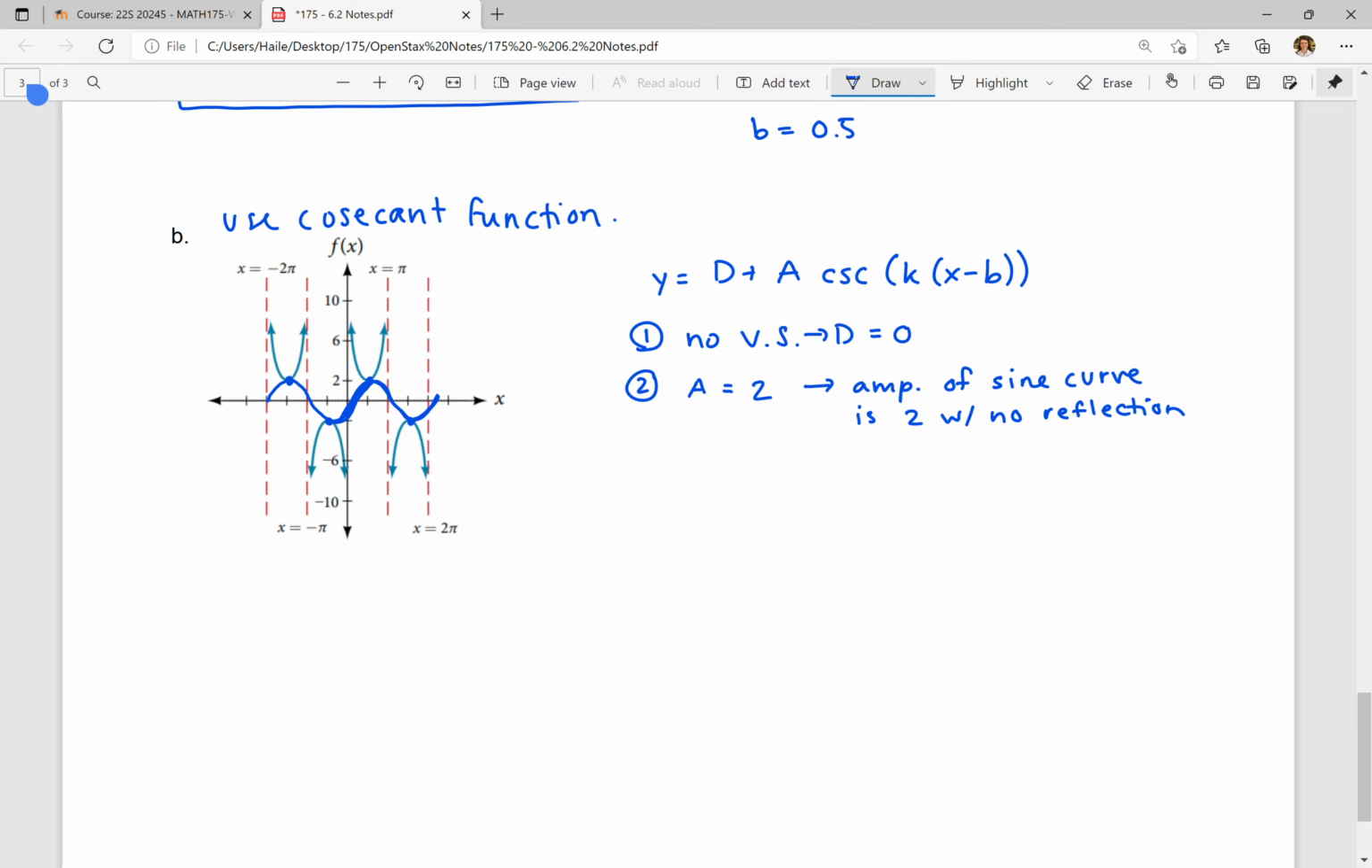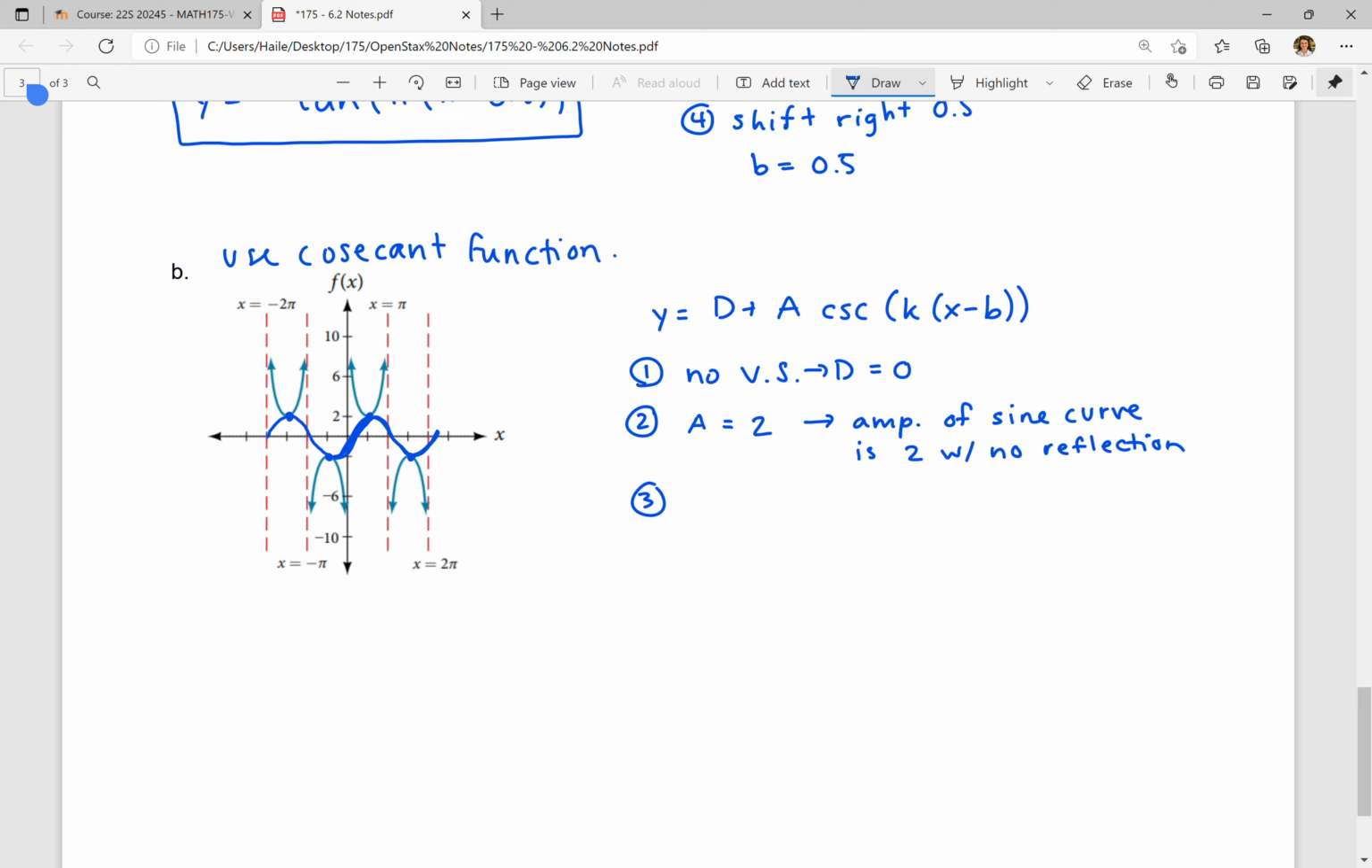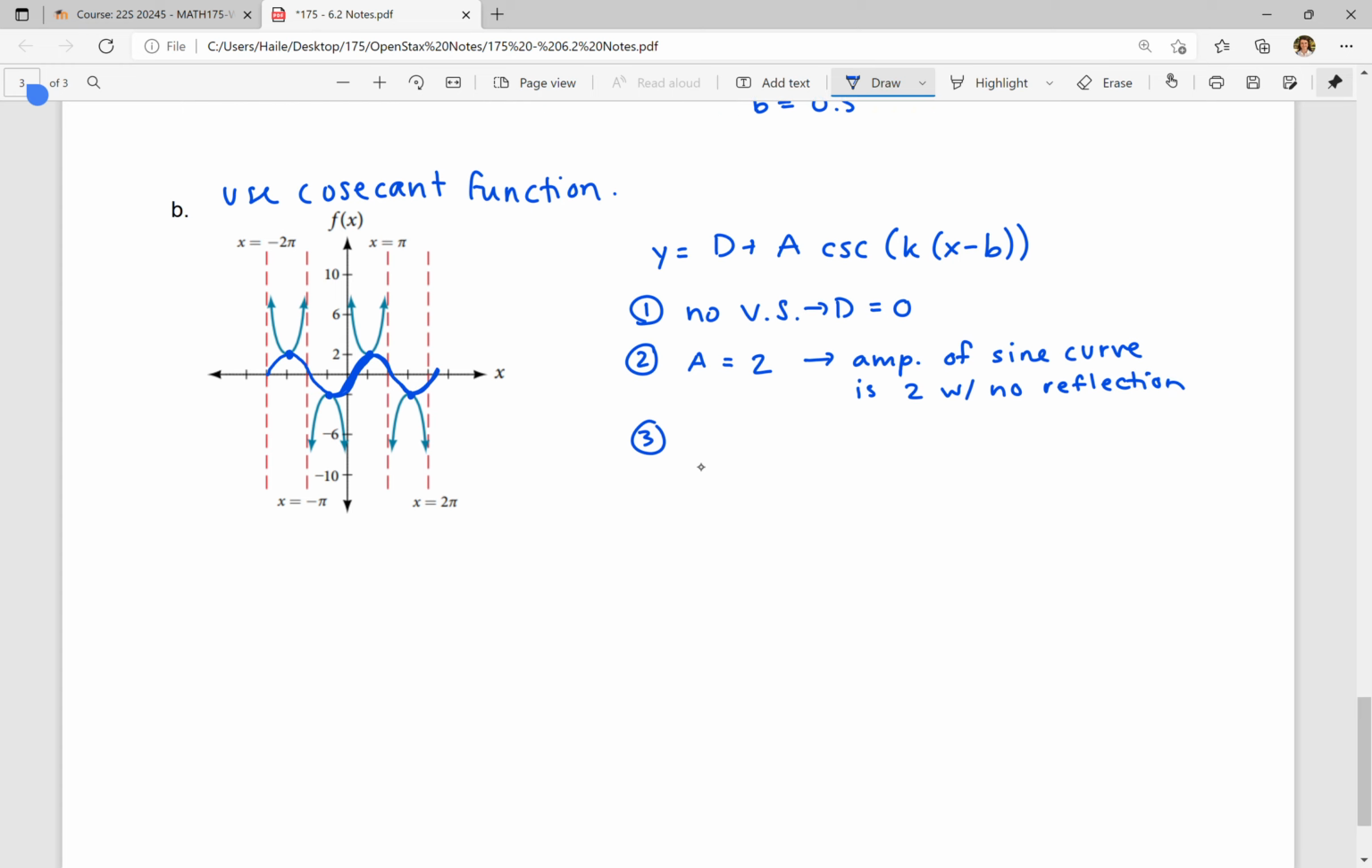So third, we can find k. And again, the way we do this is we figure out first how long the period is. So one period on cosecant goes between alternating asymptotes. So this would be one period here. And we can see that it has length 2 pi. So we can say the period is equal to 2 pi divided by k. But our period is just 2 pi. So k must be 1.